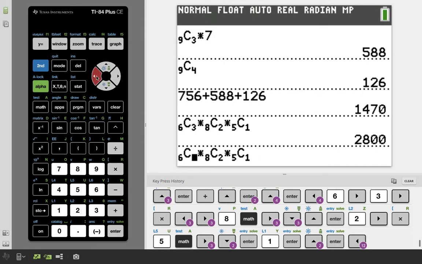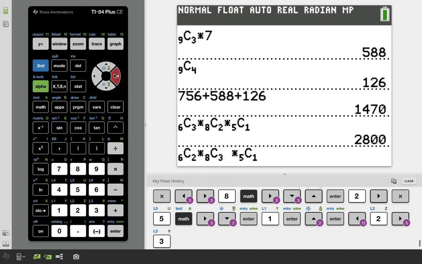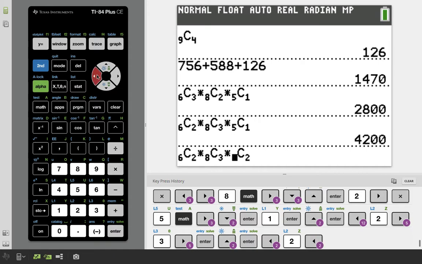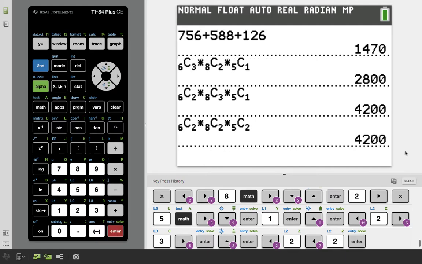Scenario 2 was that she chose 2 A subjects, 3 B subjects, and 1 C, making up the 6. There are 4,200 ways to do that. Scenario 3 was she chose 2 C's, 2 A's, and 2 B's. Also 4,200. When we come to get the total, we will need to add those three numbers up.